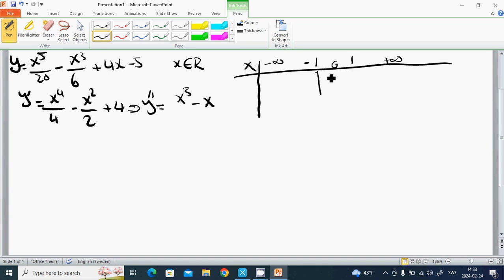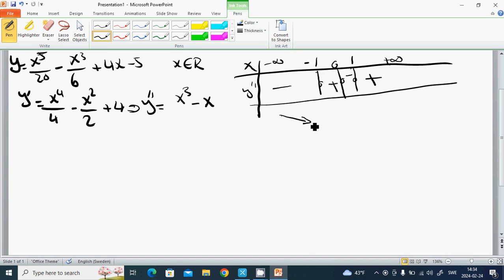And for this, y double prime is 0, 0, 0. When it is negative, this one is negative, and then it is going to change the sign, is positive, and then it's going to change the sign, negative, and in this it is positive. Then we have the min, max, and min.